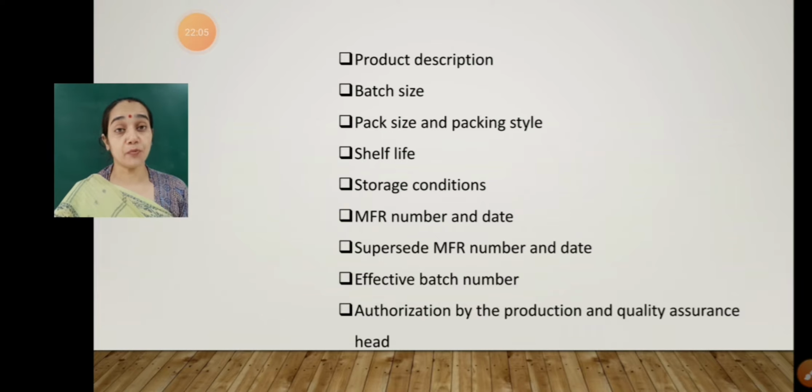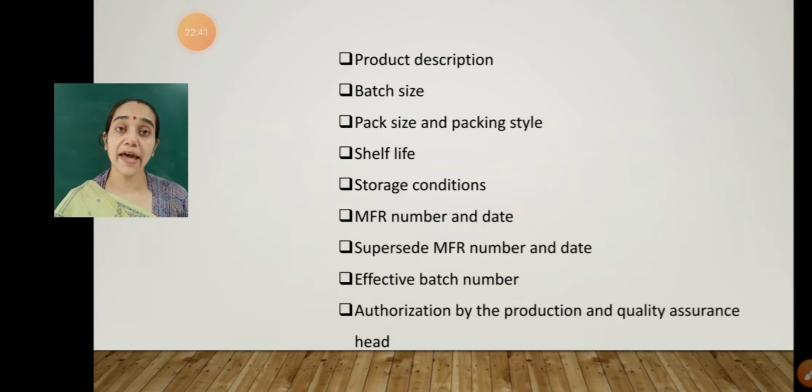Then what is the effective batch number? If we are going to prepare the product by using this master formula record, then what will be the effective batch number, meaning what will be the quantity of the product which we can manufacture by making use of this record. So it will be written that this will be the effective batch number, meaning this will be done for the production of a particular batch of a particular quantity, and that batch will be numbered accordingly.